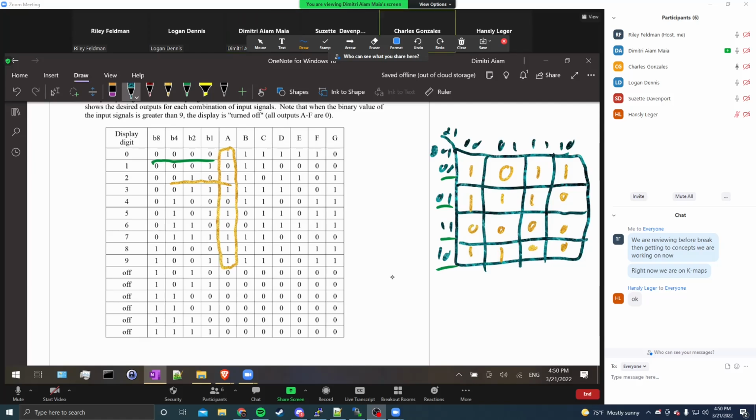Let me try. How do I do it? Wait, are all the other ones zeros? You made sure they're all zeros, right? And that some of them are don't cares. Hold on, where's the thing to draw on? If you click on view options and then annotate, you have to be out of full screen view. These ones over here are the don't cares, right? Yeah.